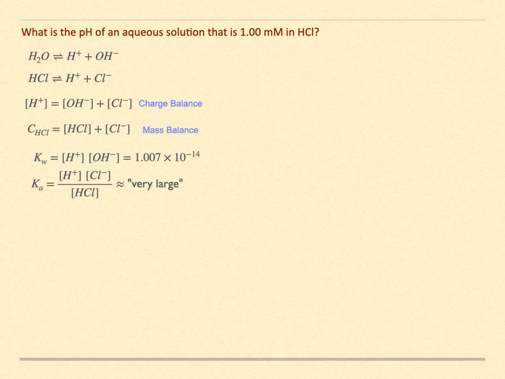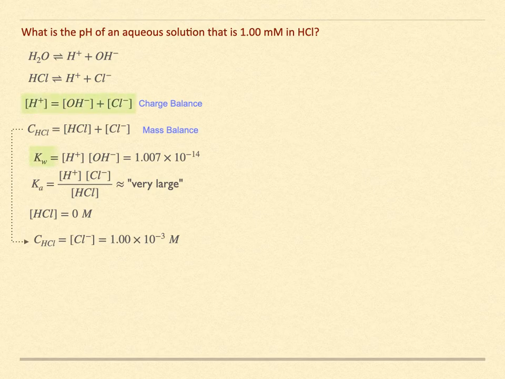Its experimental measurement is very difficult, but theoretical calculations put it around 10,000. But in essence, there will not be any undissociated HCl to speak of. So we make the approximation that the concentration of HCl is 0, and from there, simplify the mass balance equation. That leaves us with 3 equations and 3 unknowns. HCl is no longer unknown. Our chemical knowledge assigned it to 0.